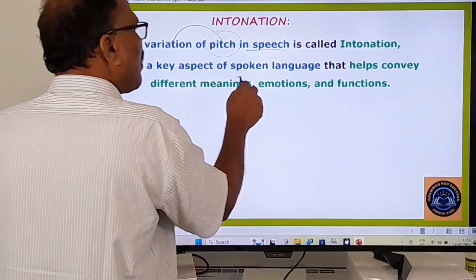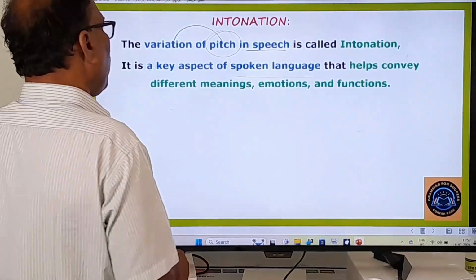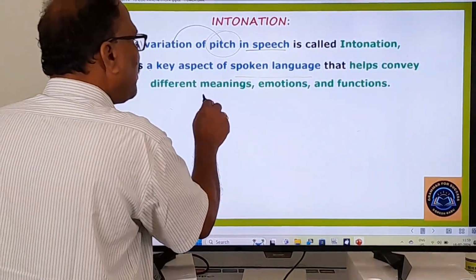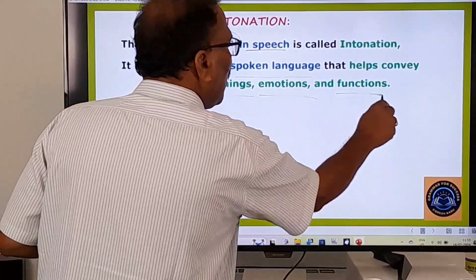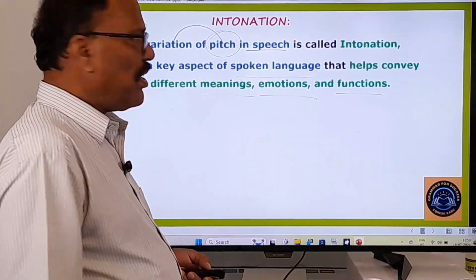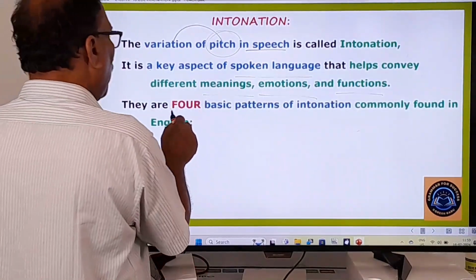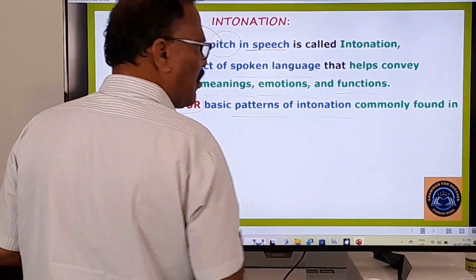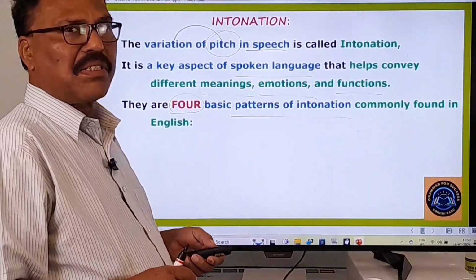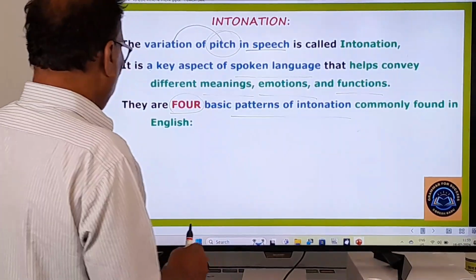It's a key aspect of spoken language, okay? It is a very important aspect of spoken language that helps convey different meanings, different emotions and different functions. So keep these 2 points in your mind, okay? And here there are 4 basic patterns of intonation commonly found in English. Okay, there are 4 basic patterns. What are they? Let us learn about them.